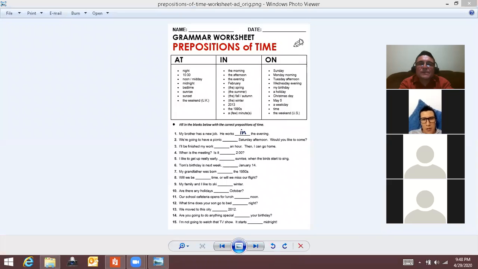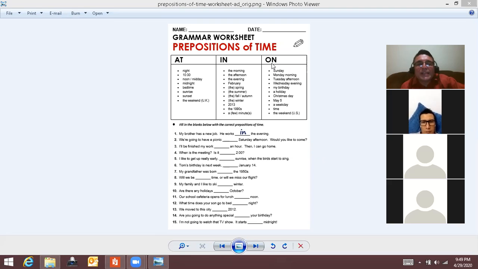I like to get up really early at sunrise when the birds start to sing. At sunrise, very good. Number six? Mom's birthday is next week on January 14th. Right, on January 14th. Number seven? My grandfather was born in the 1950s. Very good. Number eight? Will we be on time? On time. Very good. Number nine? My family and I like to stay in the winter. In winter. Very good.